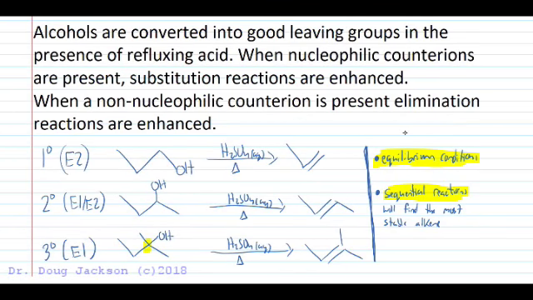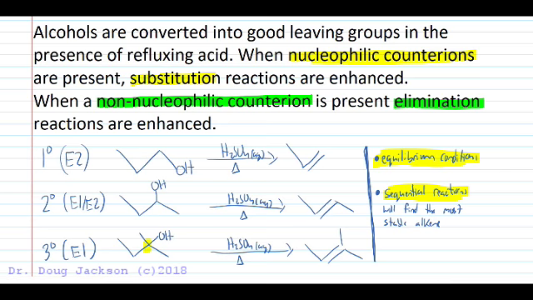When alcohols are protonated by an acid, they're converted into good leaving groups. And we've seen before that when the acid has a nucleophilic counterion like HCl, HI, and HBr, we're going to enhance substitution. However, in this video, we're going to talk about when a non-nucleophilic counterion pairs up with that acid, we're going to actually enhance the elimination pathway instead. So let's have a look.